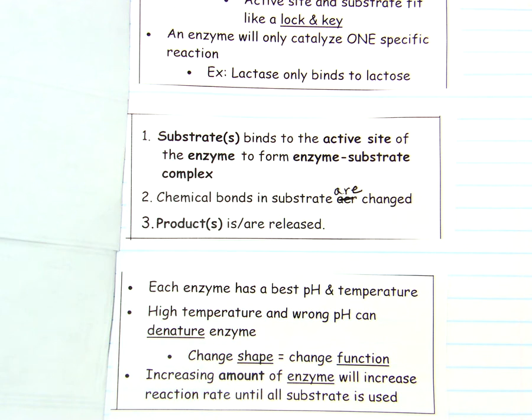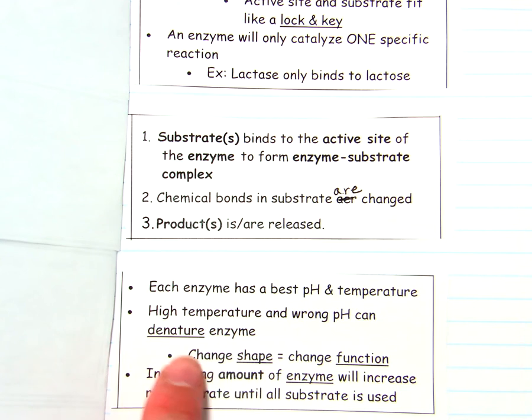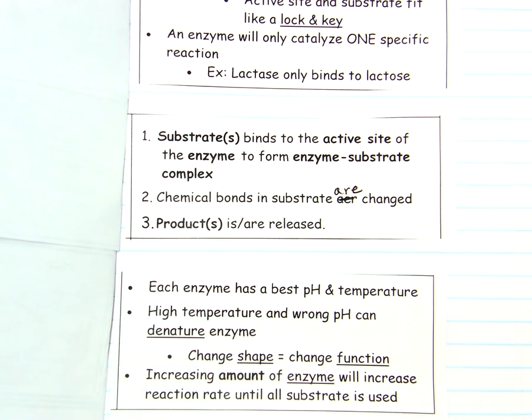There's enzymes in your stomach that need very acidic conditions to work well. Having high temperature or a wrong pH can denature the enzyme. The term denature means to change shape. And if our enzyme changes shape, it will have a change in function.